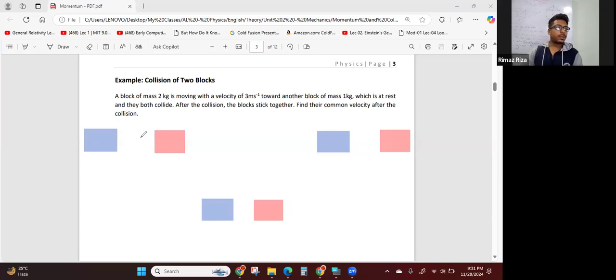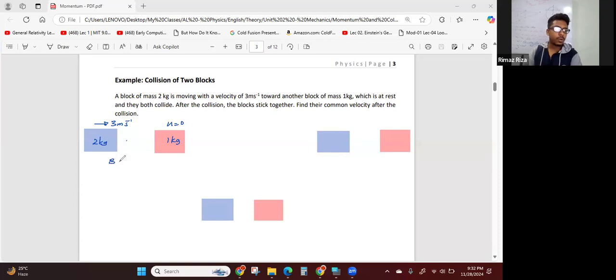So here, a block of mass 2 kilogram is moving with a velocity of 3 meters per second towards another block of mass 1 kilogram, which is at rest. At rest means it's not moving, it's stationary. So the initial velocity is zero.